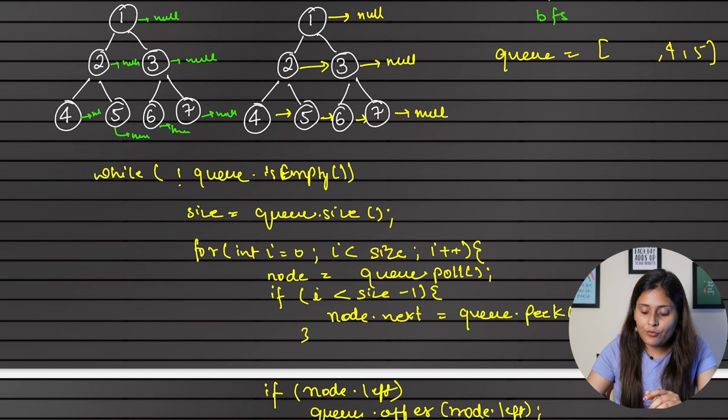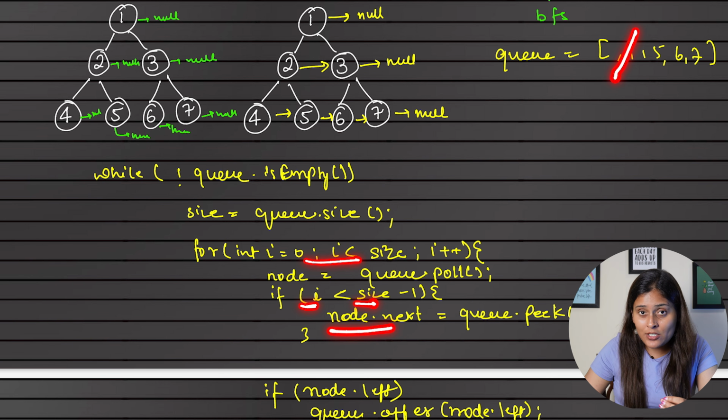Now for 3 also, 6 and 7 will get added in the queue, correct? Yes. So 6 and 7 will get added. Now next time we come here, the queue is not empty, the size is 4. So 4 times it will run. First we'll pop 4. When we popped 4, index was 0, size minus 1 is 3. Is 0 less than 3? Yes. So node dot next, which is 4 dot next, connects to q dot peek, and q dot peek is 5. So we'll connect its next to 5.